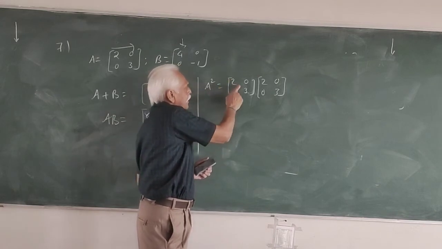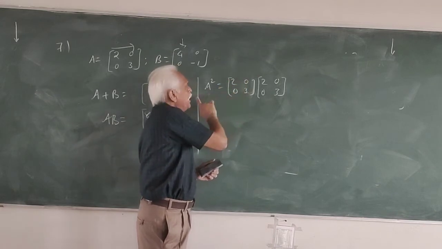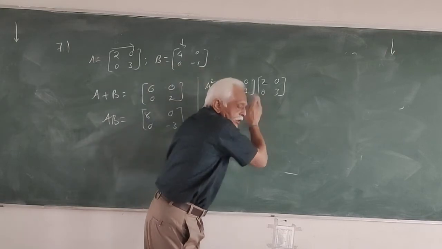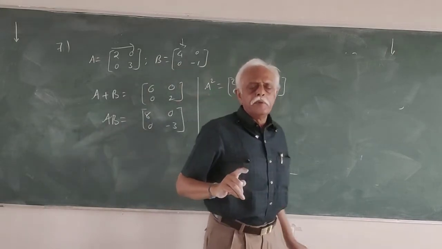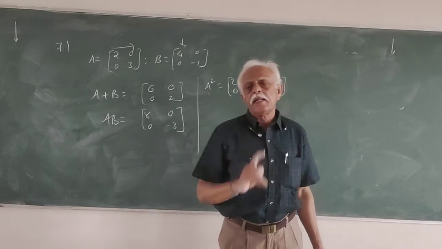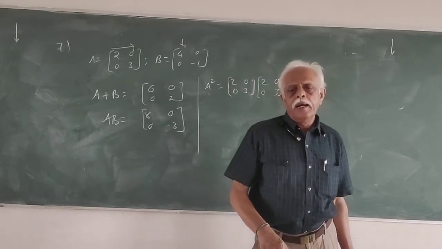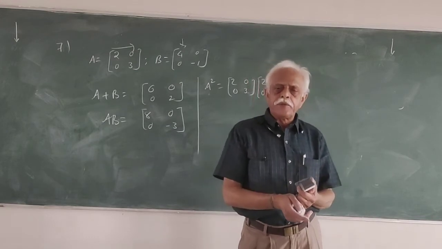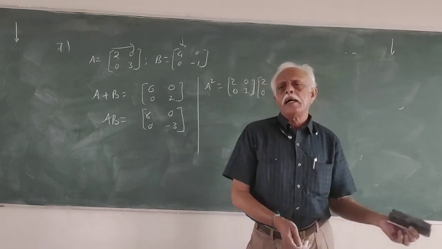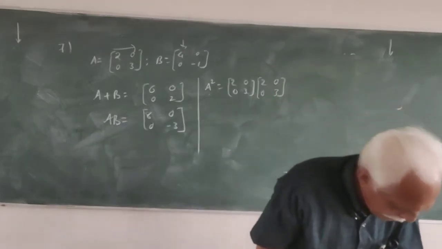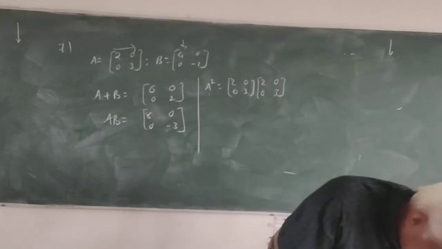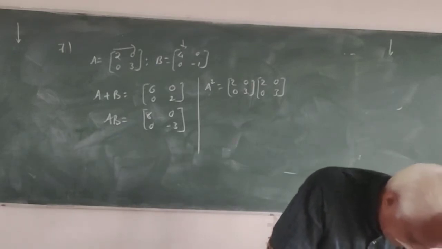So A is 2, 0, 0, 3. A square is the product of these two. The product of two diagonal matrices will be a diagonal matrix. B square means again the product. And the sum of A square and B square is nothing but a diagonal matrix. So the option is 4.